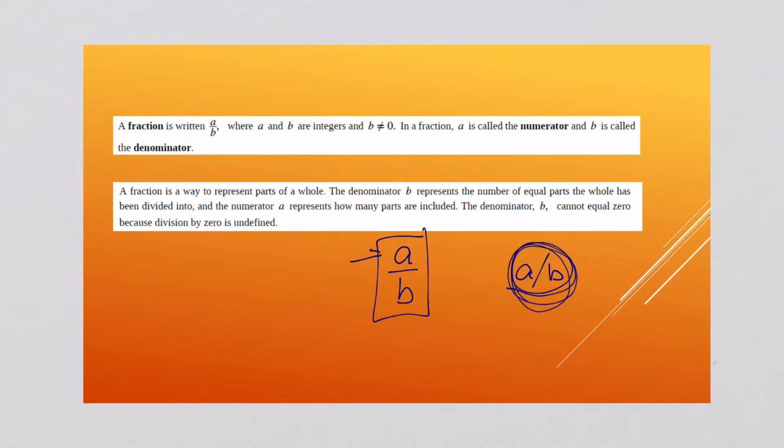The number on top is called your numerator, and the number on bottom is your denominator. How I used to remember this years ago is that denominator kind of sounds like the word demon, and demons are in hell, which is down below. So that's how I used to remember this, is that denominator kind of sounded like demons.